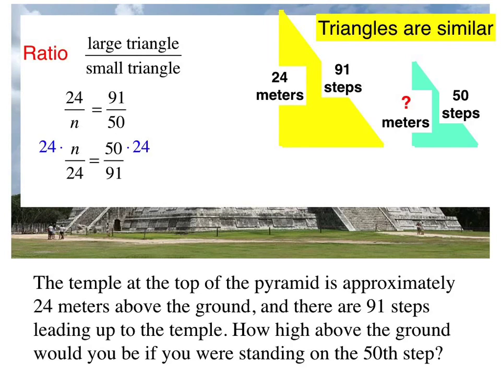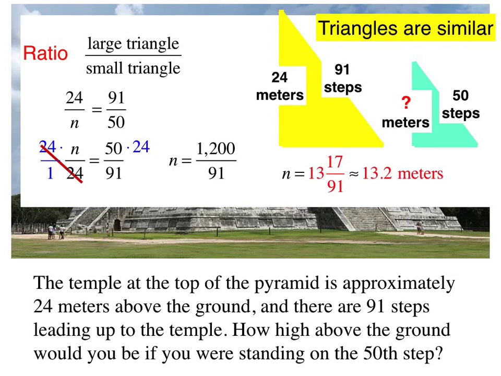Multiply both sides by 24. The 24s cancel out, so I have n by itself. 50 times 24 is 1,200 divided by 91, n equals 13 and 17 over 91, or about 13.2 meters. That's how high above the ground you would be.